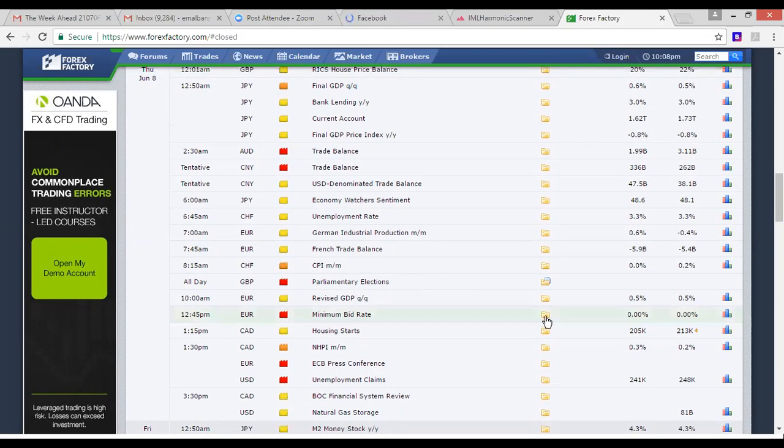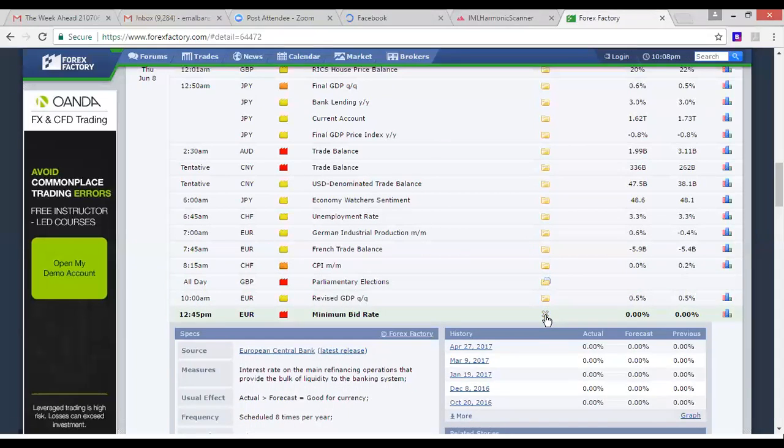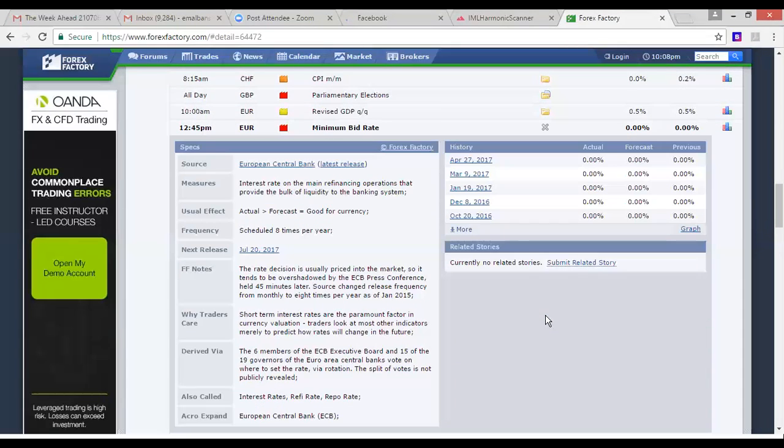I think this should be the event we are looking for. Okay, we are looking for this. Same day, on the 8th, we have a lot of impact. We are expecting a lot of things to happen on the 8th. European Central Bank interest rates on the main refinancing operations that provide the bulk of liquidity. So on the 8th, we have a lot of things that will happen. European Central Bank interest rates.